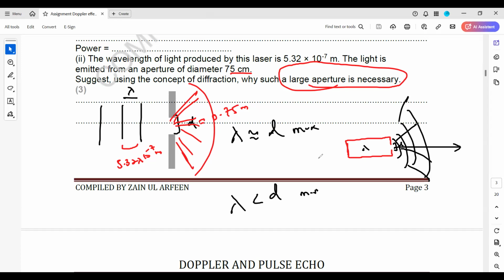So as a result, if the aperture was equal to the wavelength, the diffraction will be maximum and the intensity of the signal will be lower. We want to send a high intensity signal so that it can be received on the moon surface and bounce back.